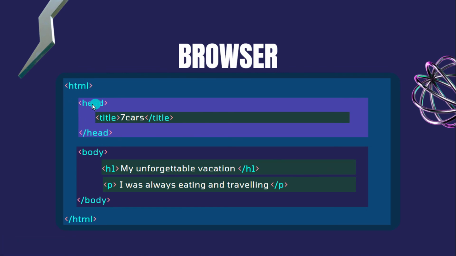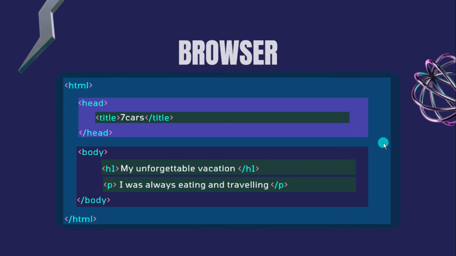Nested tags. Head, which is defining all this area here, and inside we have a title, which is the title of our page, 7 cards is an example. Next we have the body, which is defining the visible part to our user. Inside of that body we have this heading saying my unforgettable vacation, and we have this paragraph saying I was always eating and traveling. So now I'm giving this structure so that you can see it without writing and have an idea of how things work with HTML.